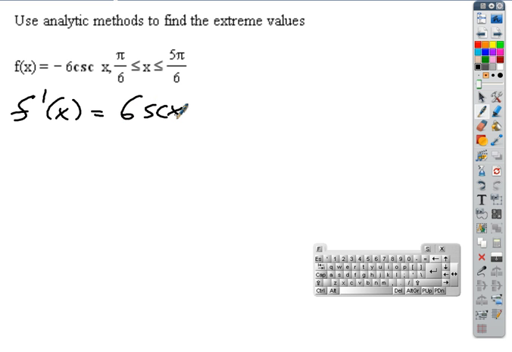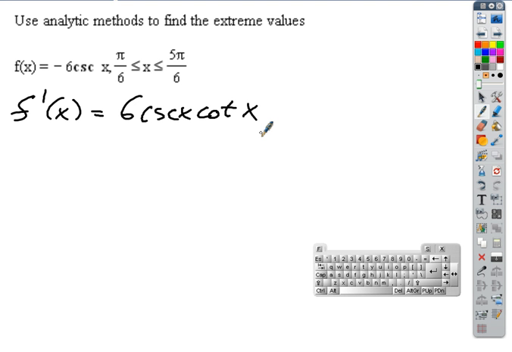So it'd be negative 6 times negative cosecant x, cotangent x. So the negatives cancel, right? And what I want to do here, well, you tell me. What do I do if I get an answer like that in terms of cosecants and cotangents? I want to write in terms of sines and cosines. Good. So this is going to look like 6 times cosecant, 1 over sine, cotangent, cosine over sine.